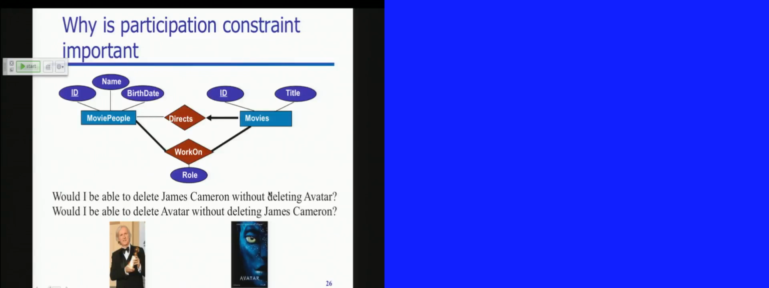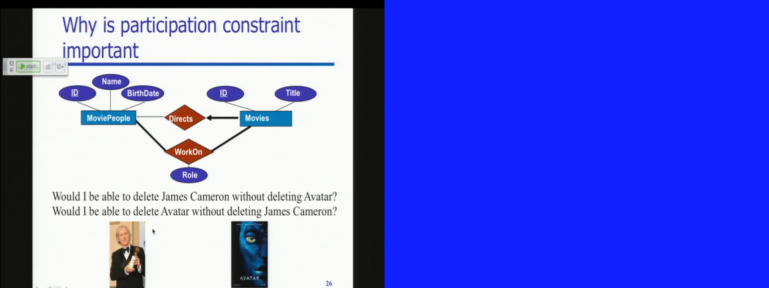Now the same will go here. Let's say these are the rules of my tables here. Would I be able to delete James Cameron without deleting Avatar? And the integrity of this database is going to say no. You cannot delete this person because that movie needs a director. If you want to delete this guy, give me the name of another director and I'll put it in.